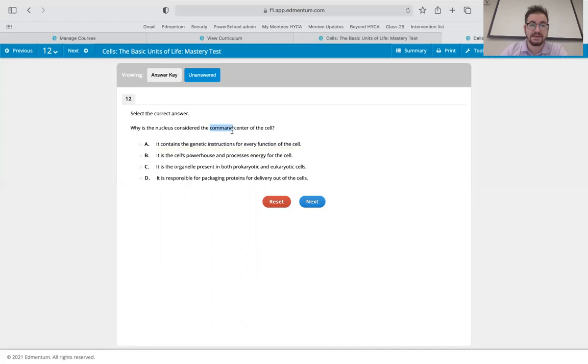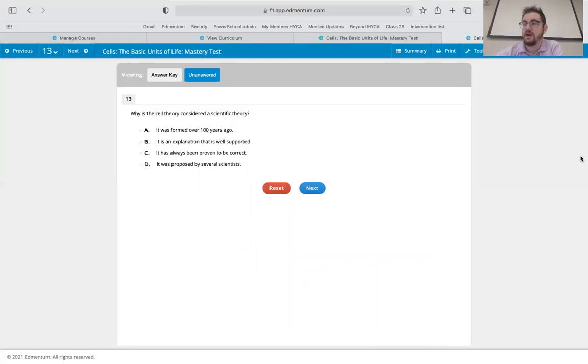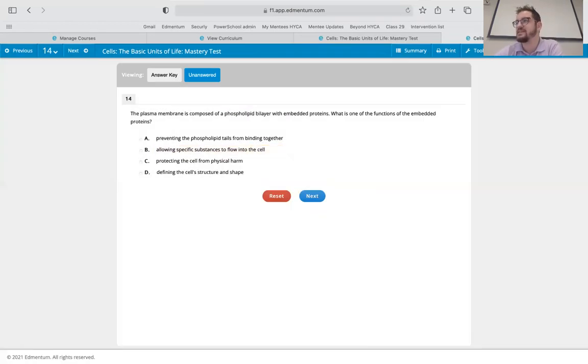Why is the nucleus the command center? Okay, it contains the DNA. The nucleus is the command center because it contains the instructions for everything to happen. Okay, why is cell theory considered a scientific theory? It is a well-supported explanation. That's what a theory is. Well-supported. It's not fact necessarily. It's just a lot of detail, a lot of support, but not 100% confirmed. There are some things we just can't confirm, even if we know. Science is very skeptical. We can't confirm it unless we know 100% without a doubt.